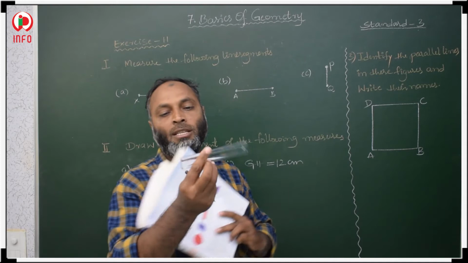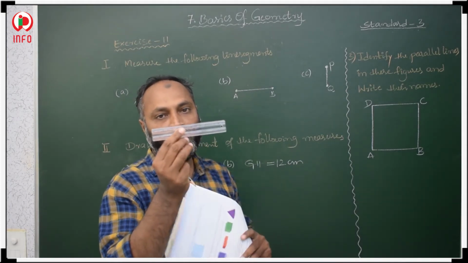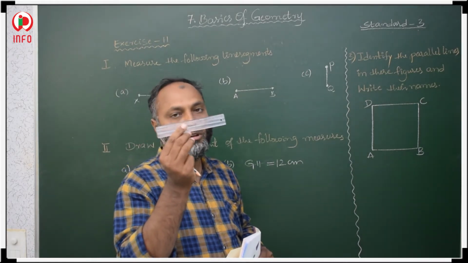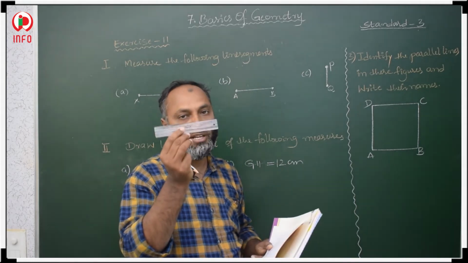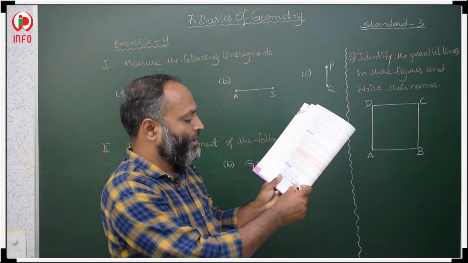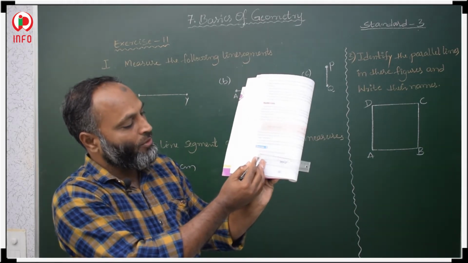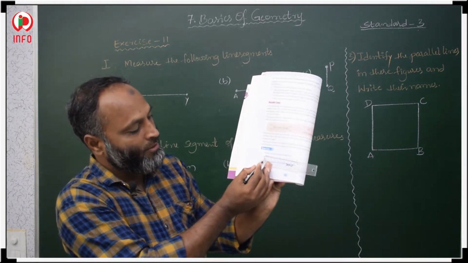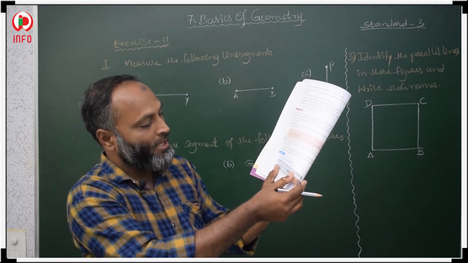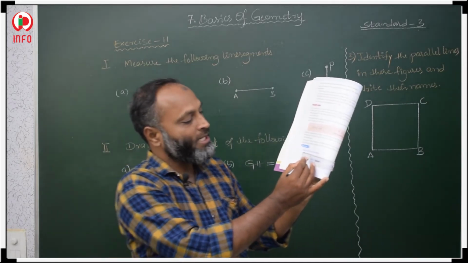You keep the ruler on your book. On your ruler, 0, 1, 2, 3, 4, 5, 6, 7 till 15 centimeters is given. So, we have to keep this ruler on X in such a way that the 0 of this ruler coincides with point X. After that, you keep the remaining part straight and see the next point Y.